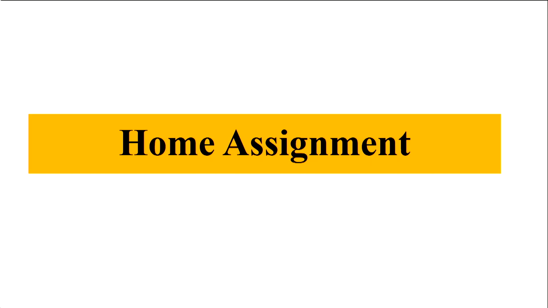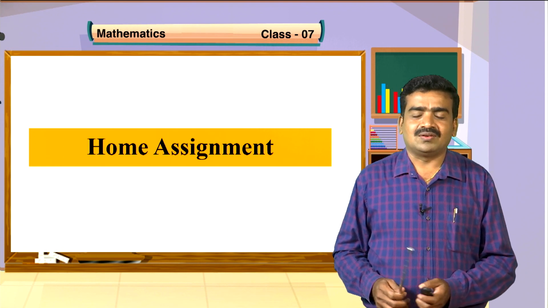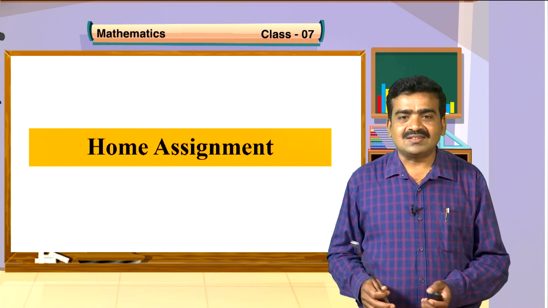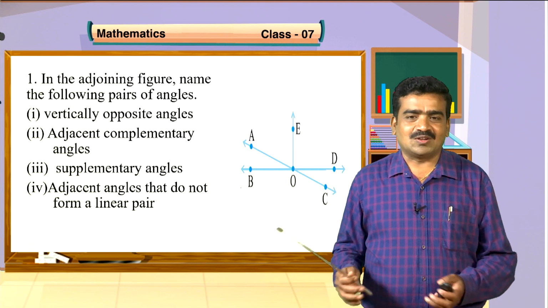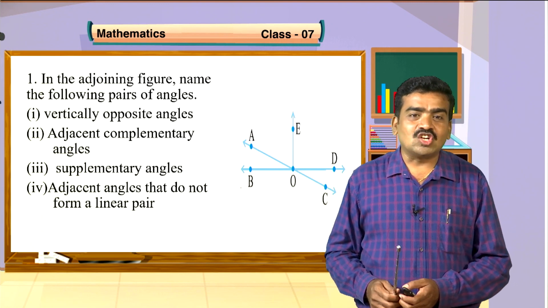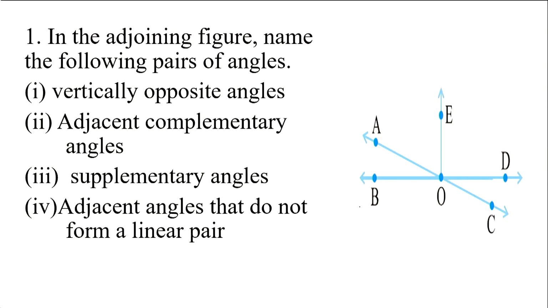My dear student, so based on today's concept, I am going to give you a question to answer. Please write down the question and write the answer for the question and show to your teacher. The question is like this: in the adjoining figure, name the following pair of angles. The question is vertically opposite angle, adjacent complementary angles, supplementary angles, and adjacent angles that do not form linear pair.